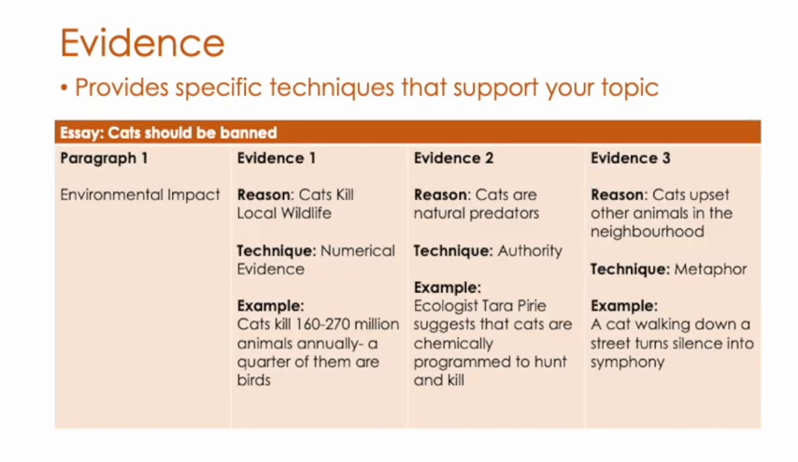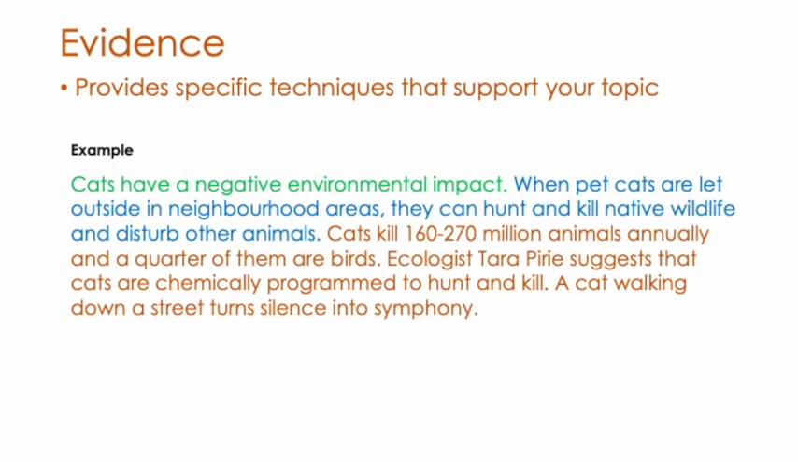When you created your essay plan, you had to say what technique you were going to use for each piece of evidence, and you also had to create an example of that technique. So in this video I'm not talking about how to write numerical evidence because I've already done that in my plan. All I need to do is take this information that already exists and move it across into my essay. This is what my paragraph looks like when it's got that evidence attached. You can see that each piece of evidence moves in order. You'll also notice that each piece of evidence supports the topic sentence, which is about negative environmental impact, and also suits the elaboration when I mentioned it was all about hunting and killing native wildlife and disturbing other animals.